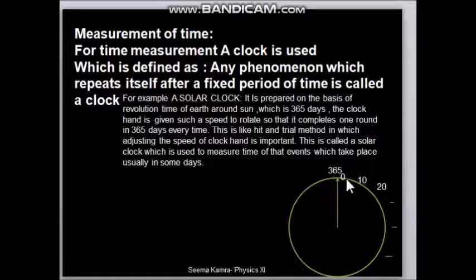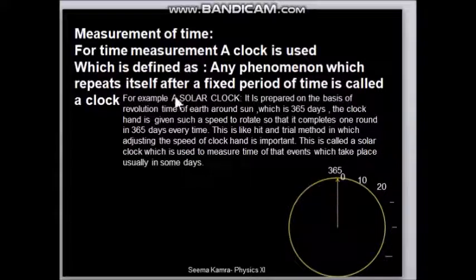So this way a clock is prepared which is measuring any event taking place in a few days, like 100 days or 250 days or something like that. Now once this clock is prepared, suppose any event's time we have to measure. When the event starts, we will also start this hand. And after that, suppose this hand has reached some position. So seeing the scale, we will say that the event has taken place in this much time.